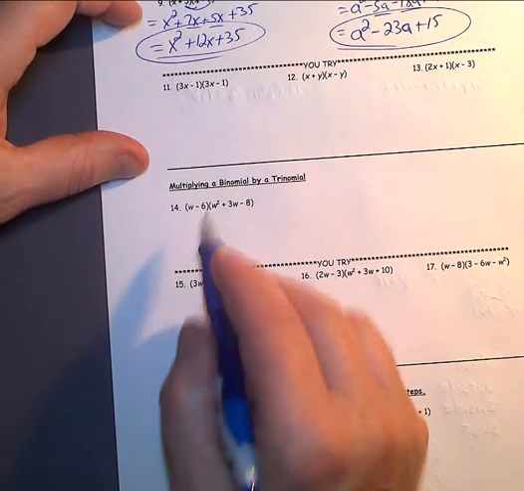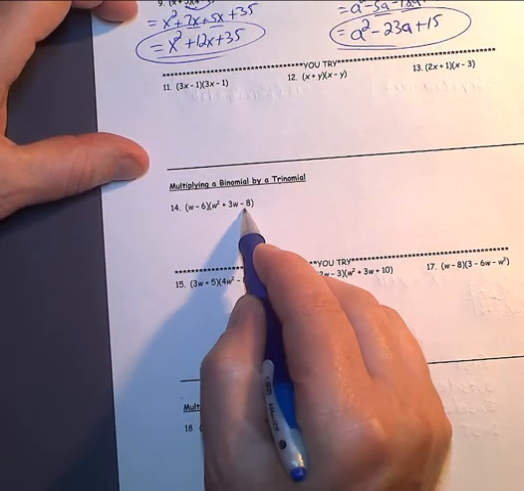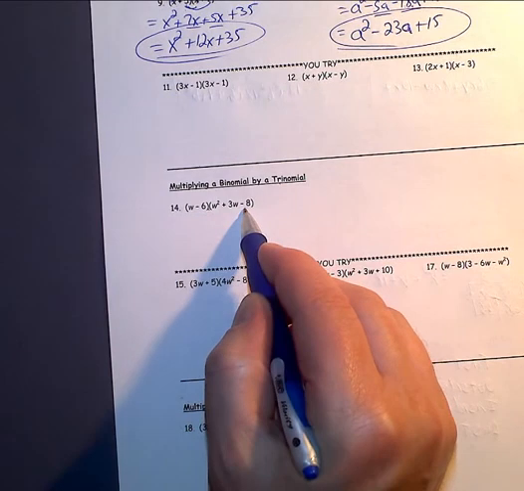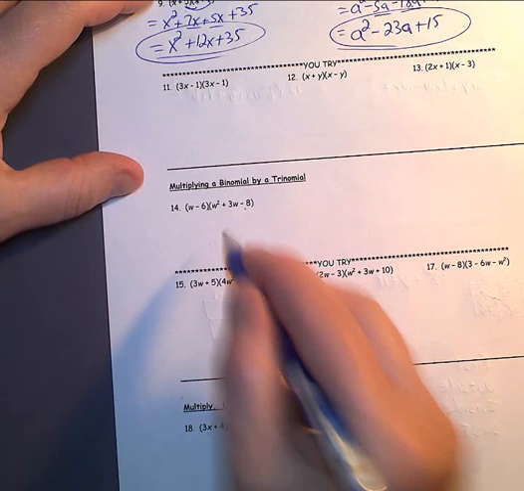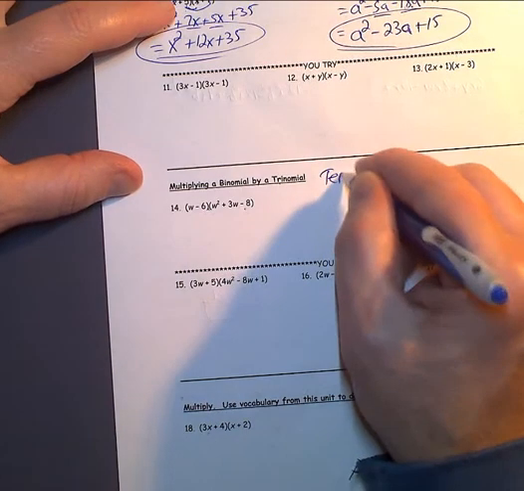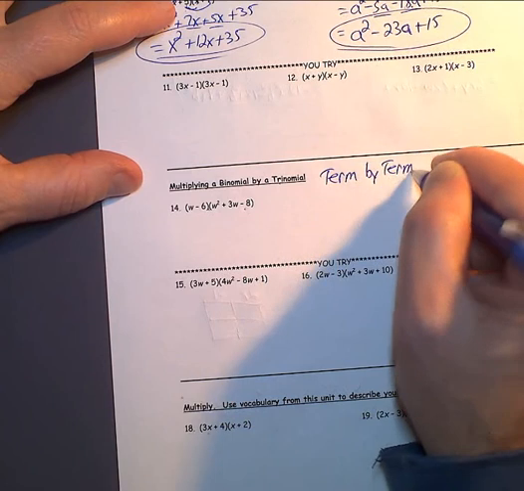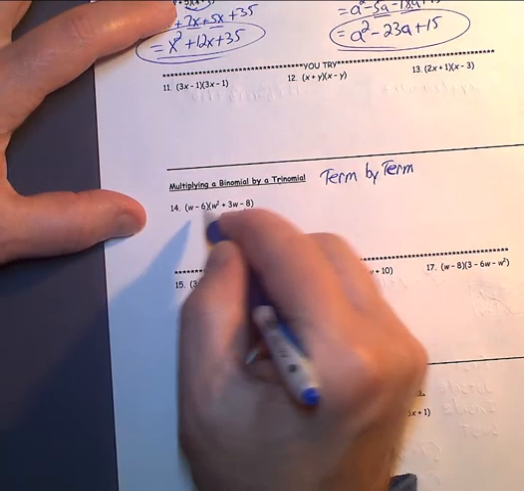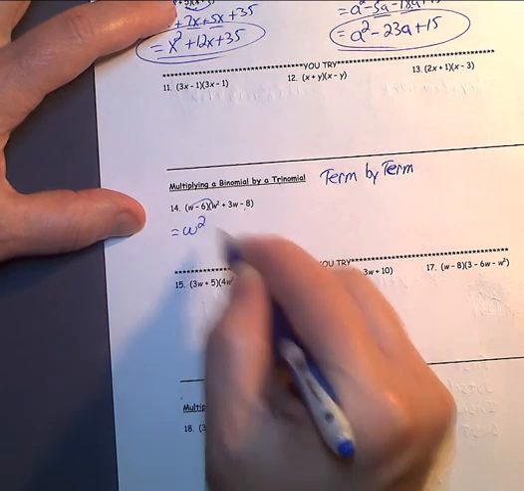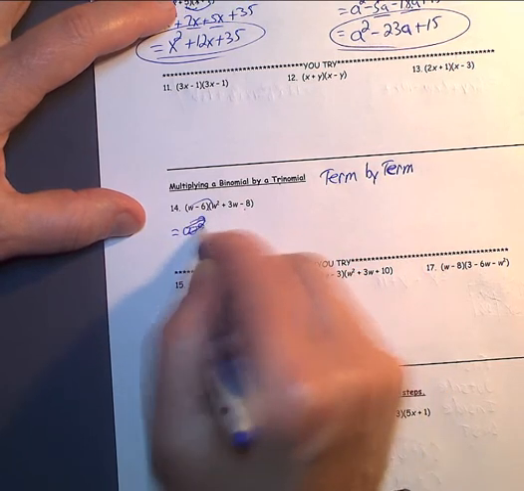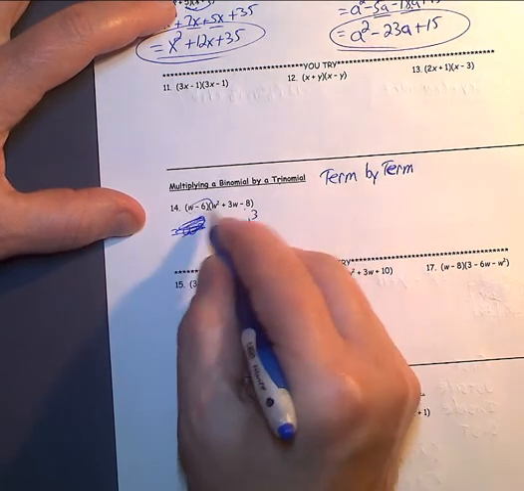Now we're going to multiply a binomial, 2 terms, by a trinomial, 3 terms. Okay, we're going to kind of do something like FOIL. There's no word, but we're just going to do it term by term. So I'm going to take this w, multiply it by the w squared. I get w cubed. W times a w squared is w cubed.